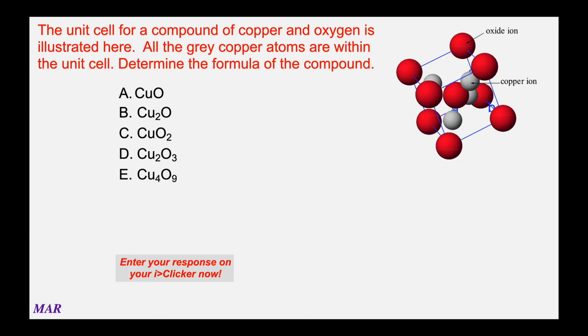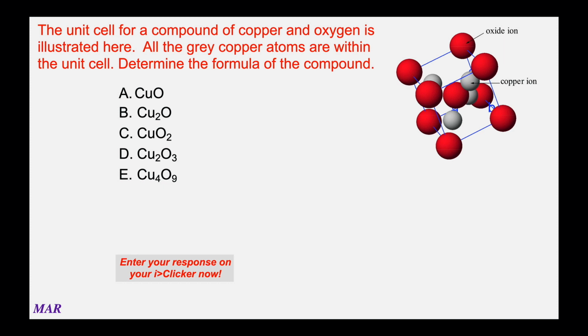Here's a unit cell for a compound that has copper and oxygen atoms. All of the gray copper atoms are within the unit cell. See if you can find the formula for the compound. So look at that picture carefully and remember the discussions we've had as to the types of unit cells. And I think that will help you to understand here what's happening. Anyway, work on the problem. When you're ready, you can unpause the video and we'll talk about the answer. But for now, to work on the problem, pause the video now.